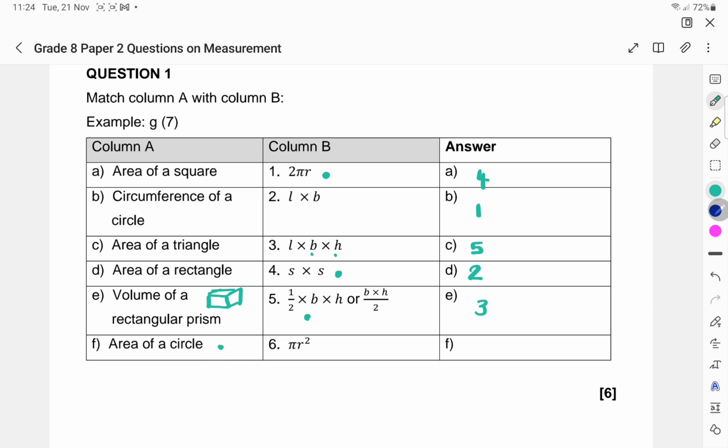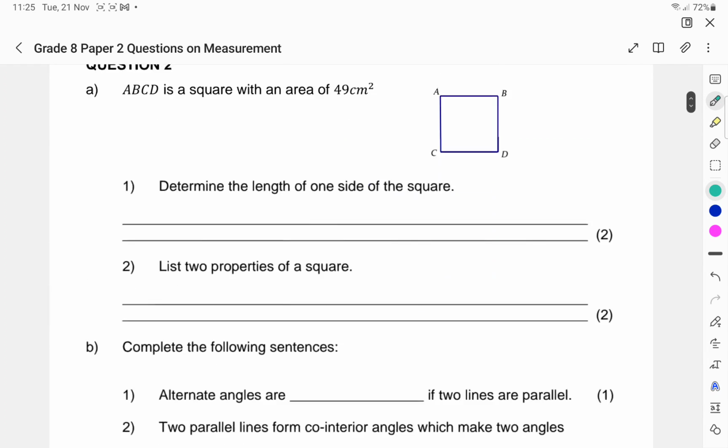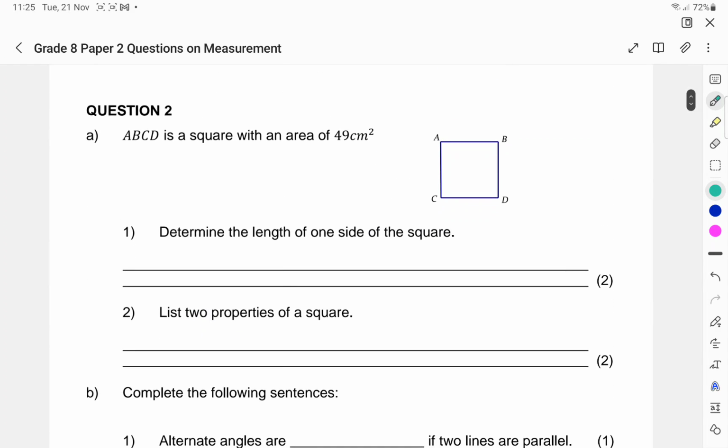And hopefully the last one matches with the one that we haven't used, which is number 6 over here. The area of a circle, yes, that is pi r squared. Okay, so just make sure before you go into the exam that you know these formulas and that you can apply them, because if you don't know them, you won't be able to do the sum, which won't result in any marks.